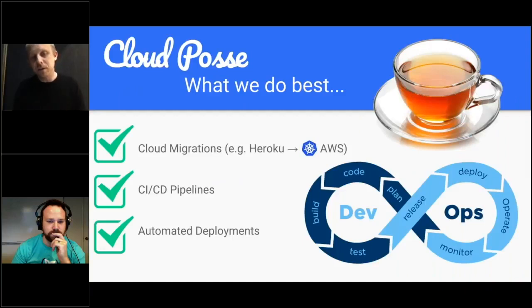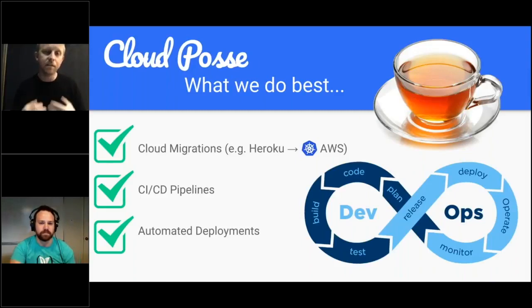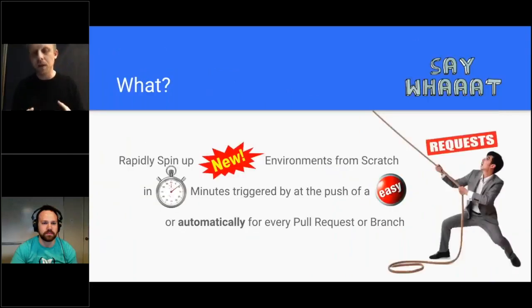So at Cloud Posse, what we're really focused on are cloud migrations. So helping companies move from platforms like Heroku onto Amazon using technology like Kubernetes. We can't deliver that solution if we didn't also have complex CI/CD pipelines and really smooth automated deployment processes. So that's why when a customer came to us and basically asked us, how can we rapidly spin up new environments from scratch in a matter of minutes, triggered simply by the push of a button or automatically for every pull request, we got really intrigued.